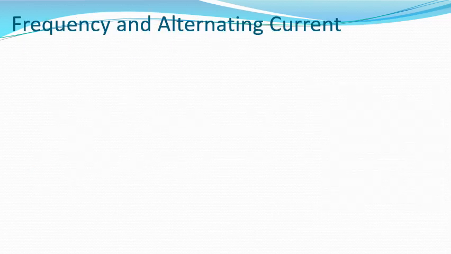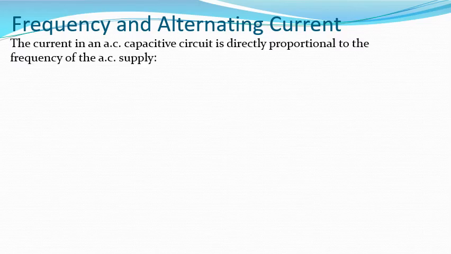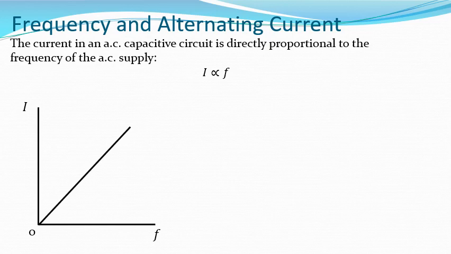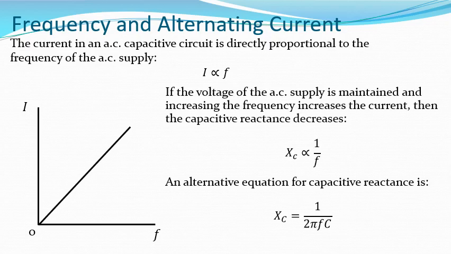A second experiment could be undertaken to look at the effect of the frequency on the current that is measured. And when this is done, where we keep the same voltage but we change the frequency, we can find a relationship that the current is proportional to the frequency. So if we increase the frequency of the alternating current supply, the current through the capacitor increases also. What we have to do in this case is make sure that the voltage stays the same, because if the voltage was changing, then the current would change because of that as well.